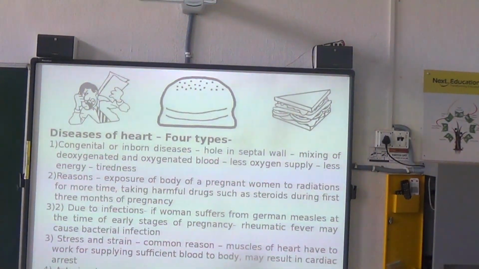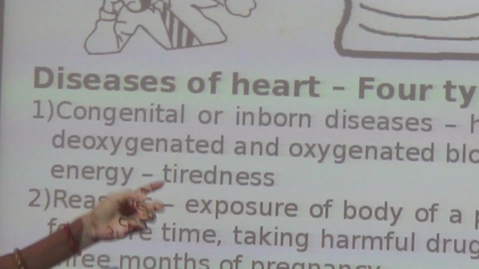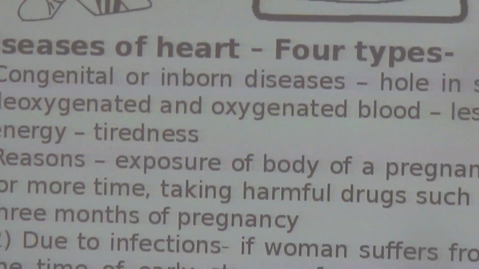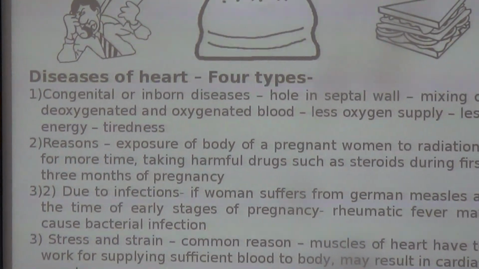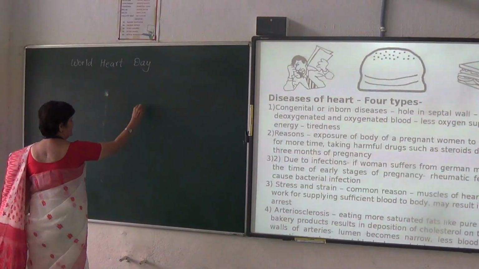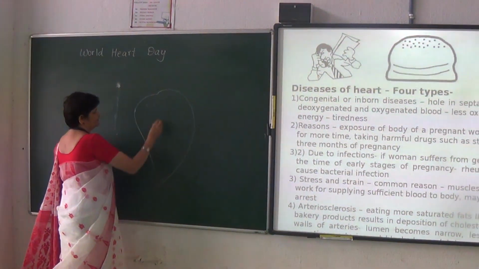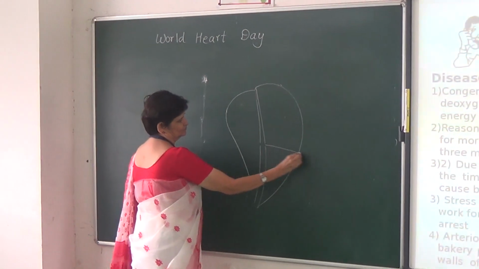See, diseases of the heart are of 4 types. First, congenital or inborn diseases. Means when the child takes birth, at that time the child suffers from heart disease. First, here this septal wall may have a hole.